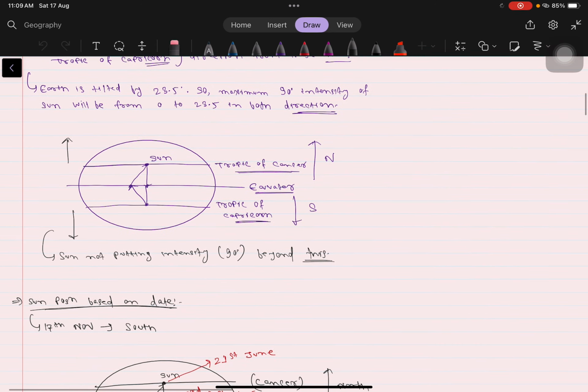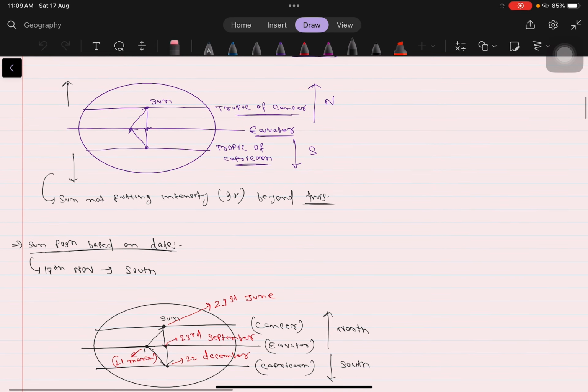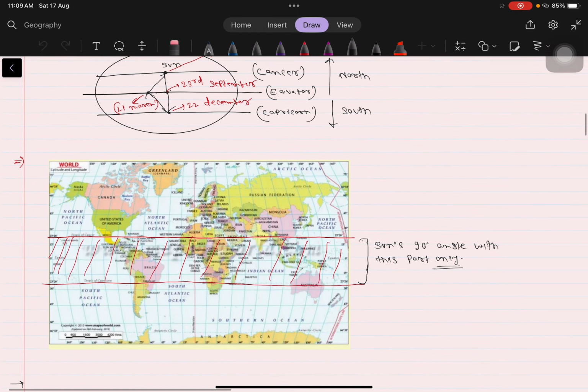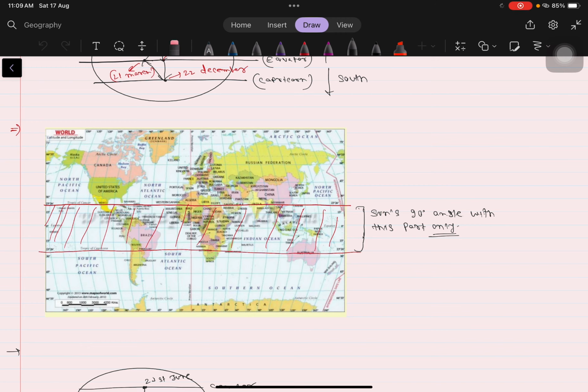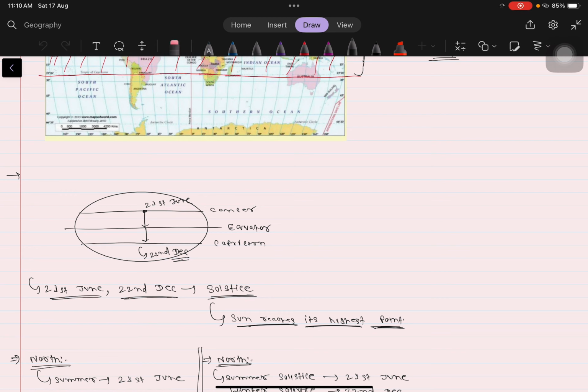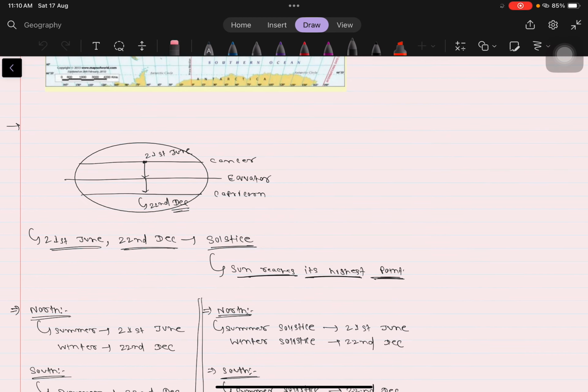The sun does not put 90 degree intensity beyond this, so we can decide the sun's position based on the date. If the date is 17th November, it means the sun is already in the southern hemisphere, because after 23rd September it starts entering the southern hemisphere. In this tropical zone, the sun's 90 degree angle means that at 12 noon there will be no shadow formed. So this is the movement of the sun.